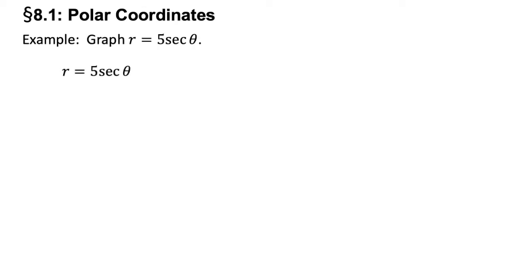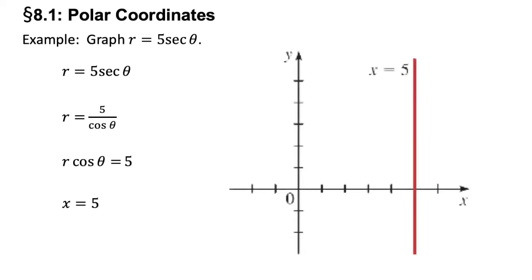Here's another example: graph r equals 5 secant of theta. Let's rewrite secant as 1 over cosine of theta and multiply both sides by cosine of theta. We know that x equals r cosine theta from an earlier slide. Therefore, x equals 5, which is just a vertical line at x equals 5.